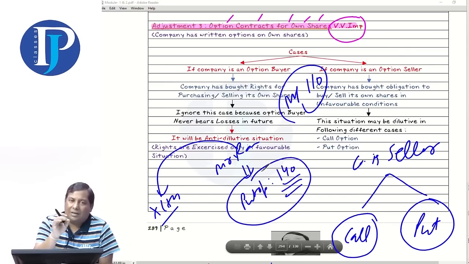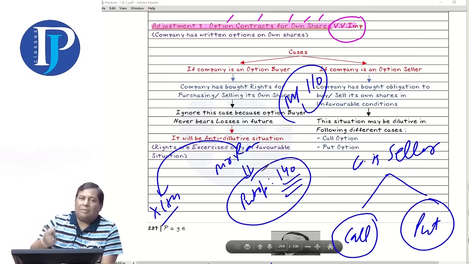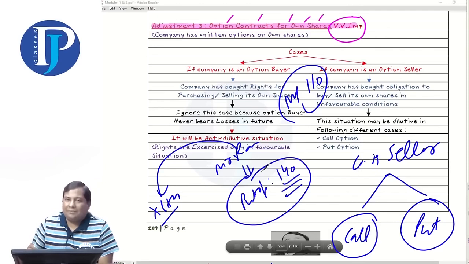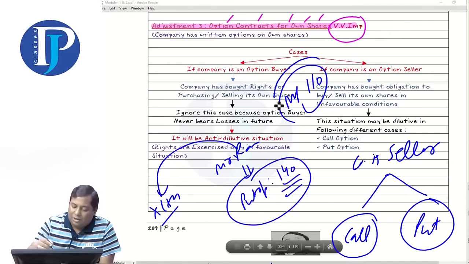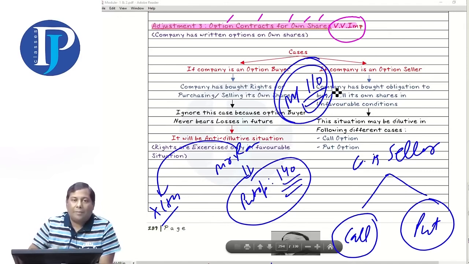Therefore, if the company has to buy back at 140, there is an assumption under Ind AS 33 and the Companies Act that when a company buys back its shares, it needs to issue shares. Either the company creates CRR or issues new shares. The company has assumed a new issue, that they will issue new shares to arrange money. When the company does a new issue, the current rate is 110.